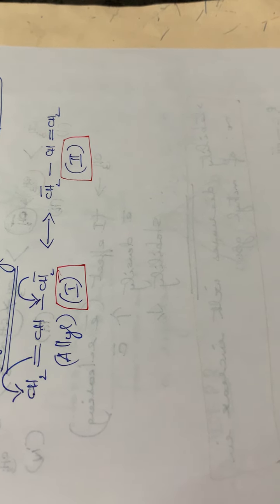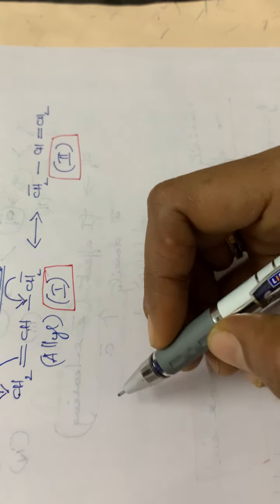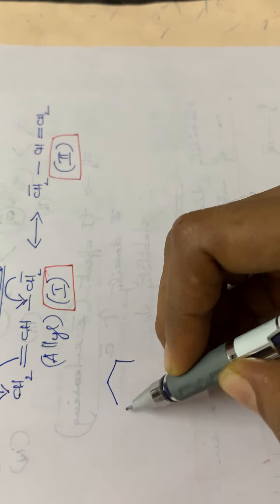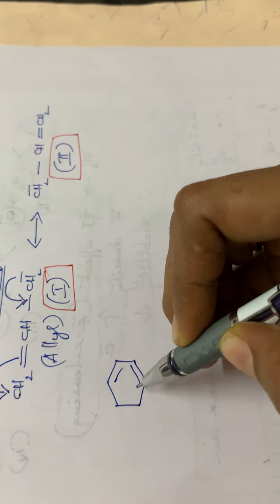Then coming to the case of benzyl carbanions. Benzyl means the formula is C6H5CH2 minus, isn't it?